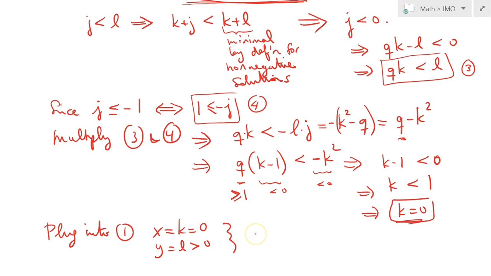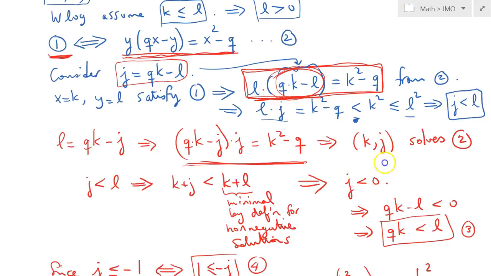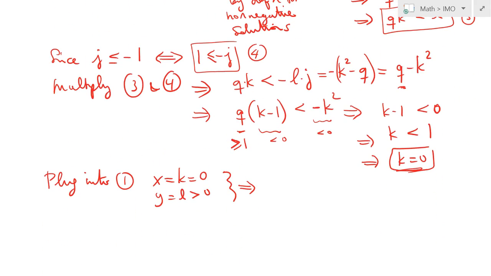So plugging in the numbers, recall equation 1, which was x squared plus y squared equals q times xy plus 1. So x is 0, so 0 squared plus y squared is just l squared, equal to q times 0 times l plus 1, but the right hand side is simply equal to q, suggesting q is equal to l square. So from here, q is equal to l square, and it is necessarily a perfect square as desired.